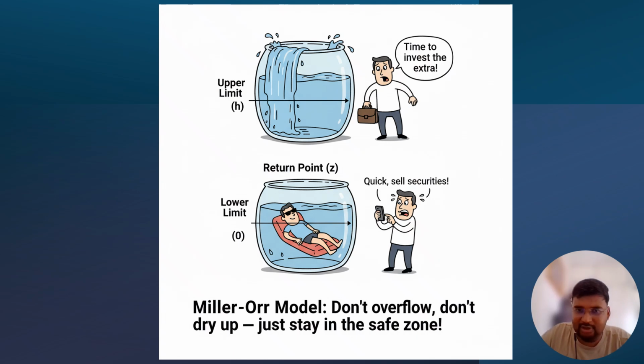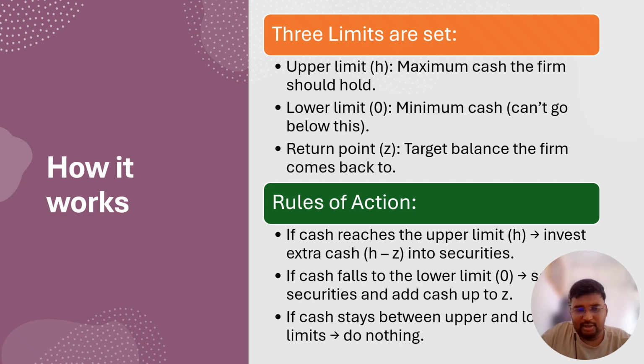Let us have a view of what these limits are all about. In this model, you will be deciding three things. One is H, another is 0, and the third thing is Z. So H stands for the upper limit, 0 stands for the lower limit, and Z stands for the return point. H is nothing but the maximum cash the firm can hold. Z stands for the target balance the firm comes back to. For example, if you are holding more than the upper limit, it is necessary that you come back to Z. If you are holding less than the lower limit, again it is necessary to come back to Z.